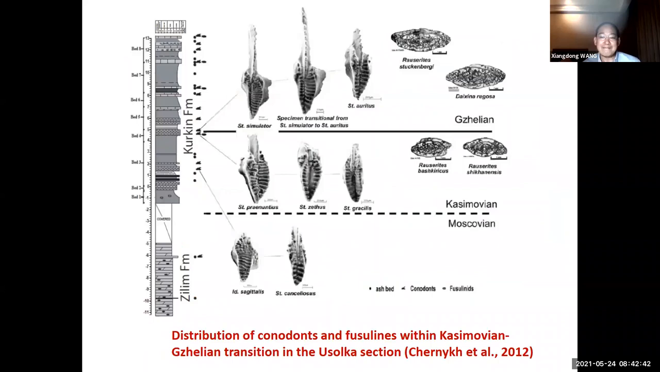And this shows the Usolka section, and this is the Idiogonathodus simulator. And really, this is a very short Kasimovian interval, from the Kasimovian boundary to the base of Gzhelian. Next slide, please.